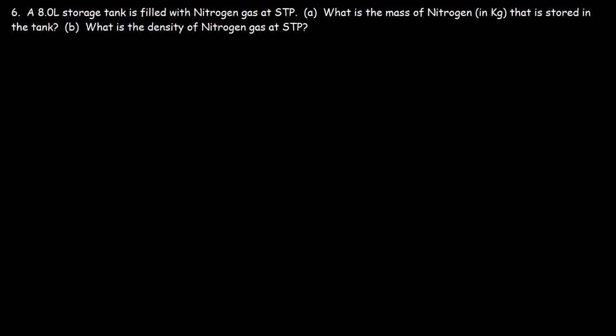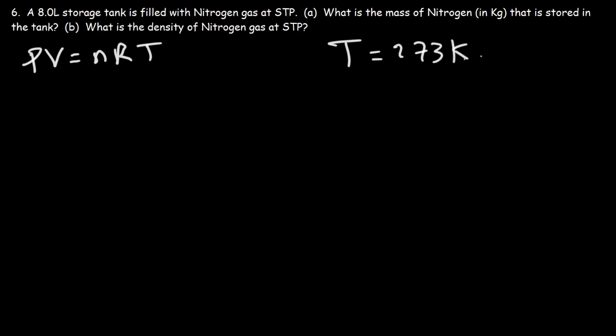Number 6. An 8-liter storage tank is filled with nitrogen gas at STP. What is the mass of nitrogen in kilograms that is stored in the tank? We're going to use this equation. PV is equal to nRT. It's the ideal gas law equation. But what is STP? STP stands for standard temperature and pressure. The standard temperature is 273 Kelvin. The standard pressure is 1 atm.